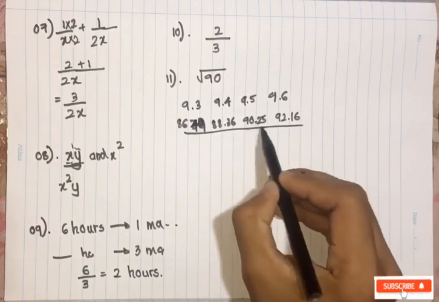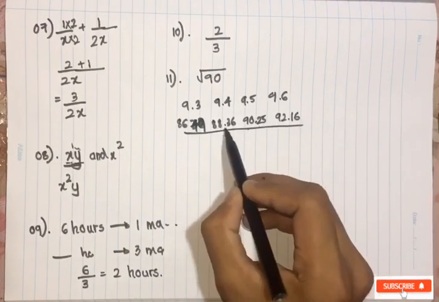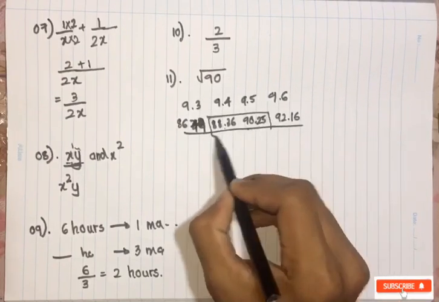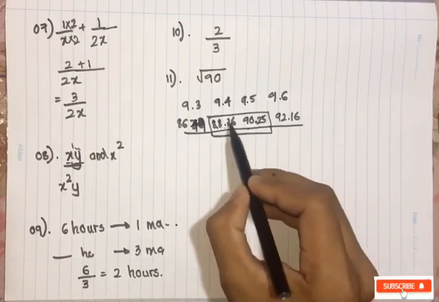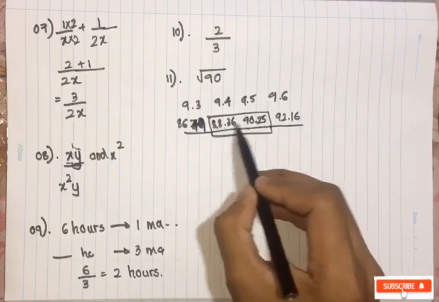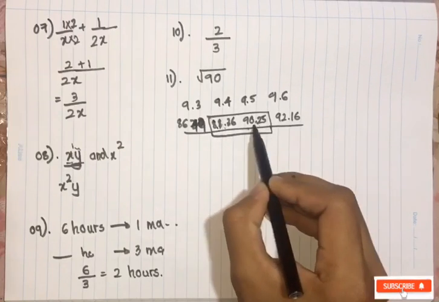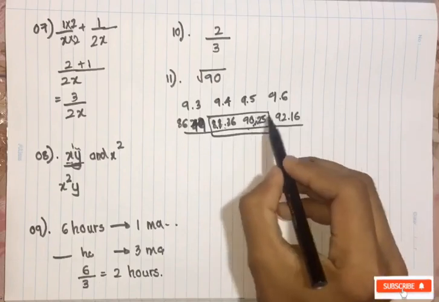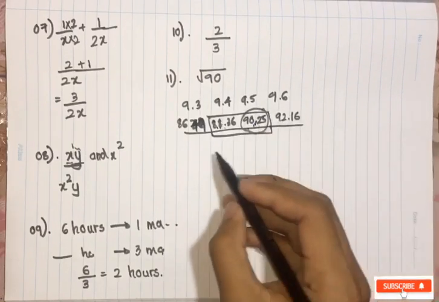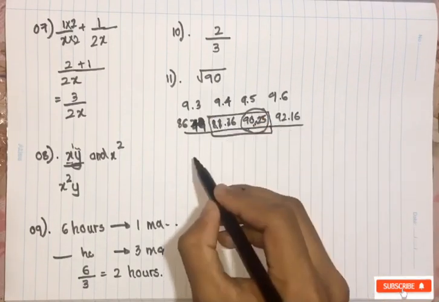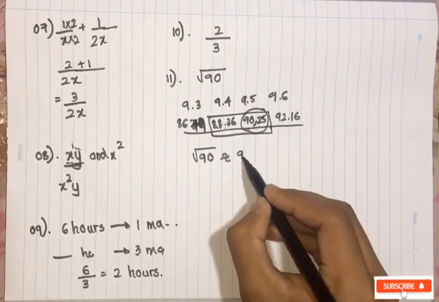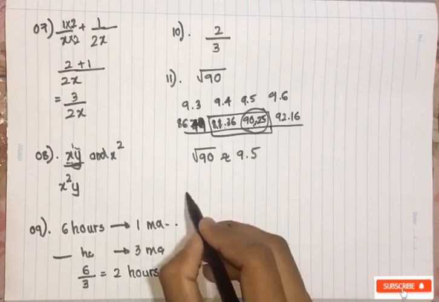The one which is closer to 90 is exactly 90.25. If you subtract the other values from 90, there is a big difference. But if you subtract this from 90, you have just 0.25. Therefore this is the most correct answer. So the approximation of square root 90 is approximately 9.5.